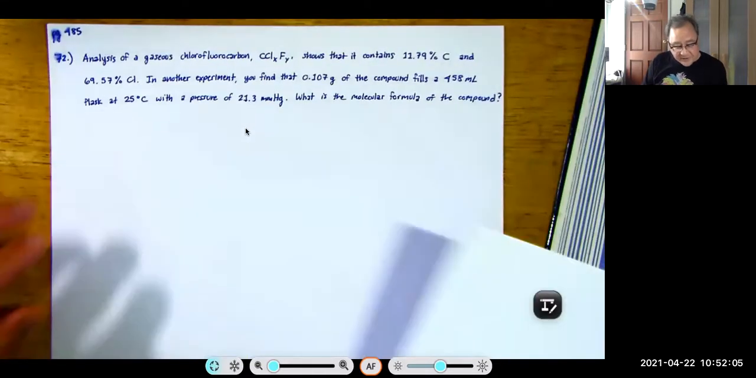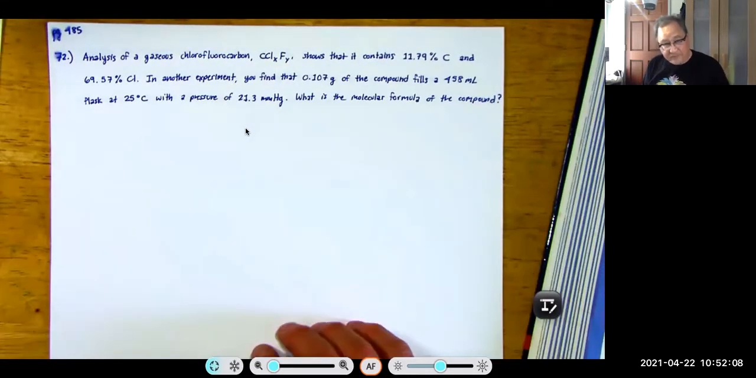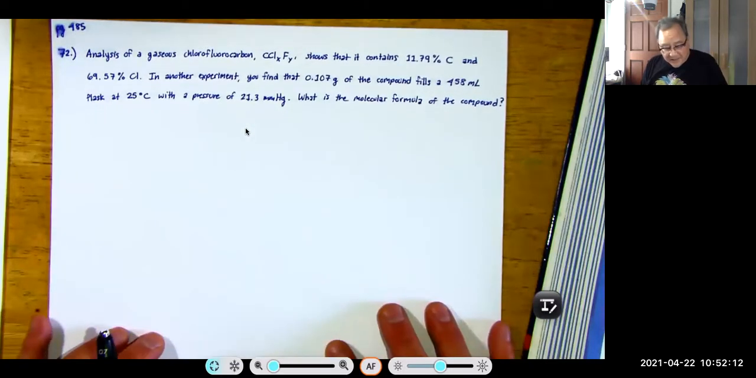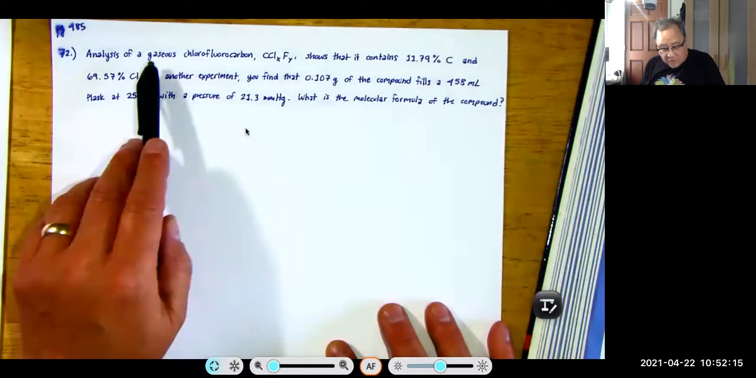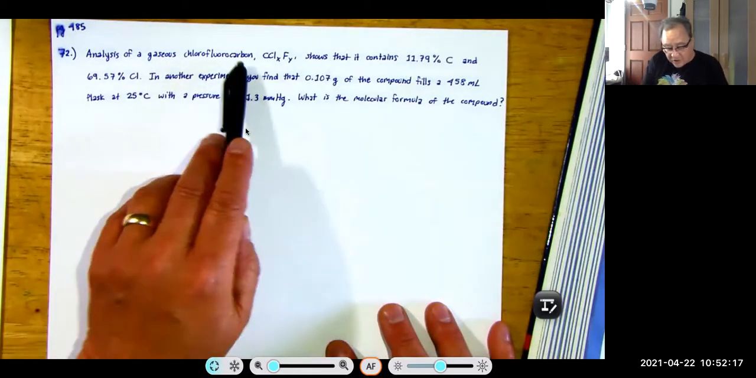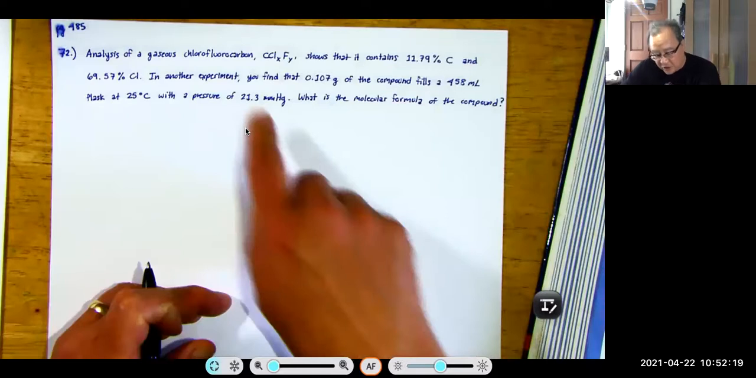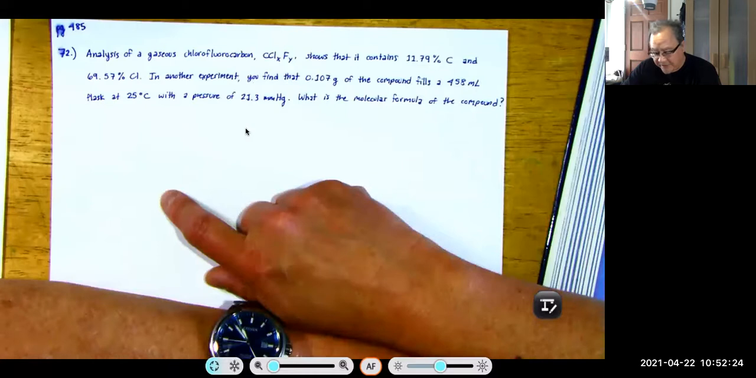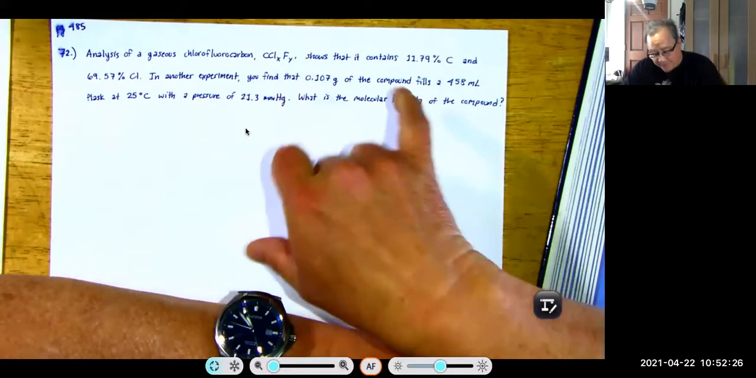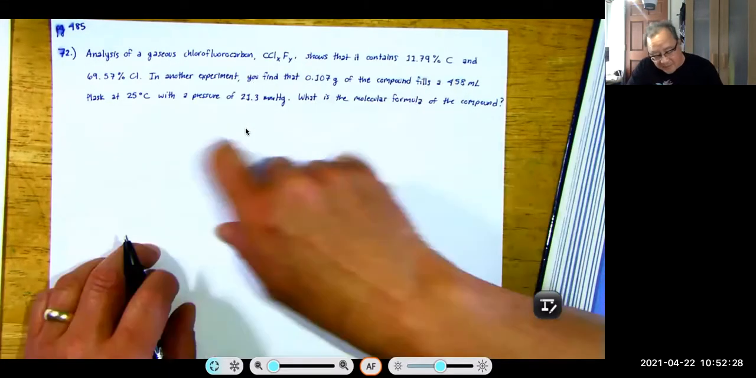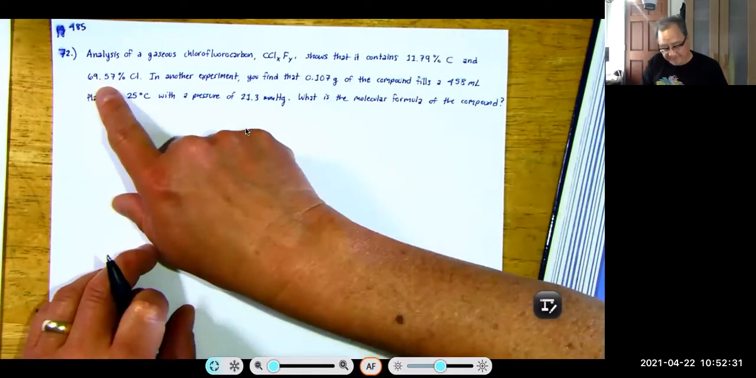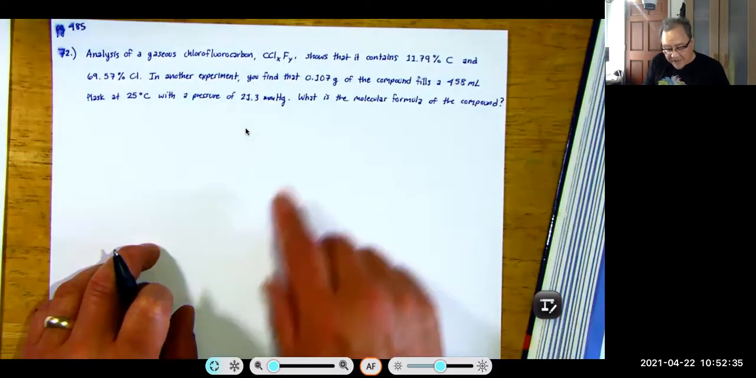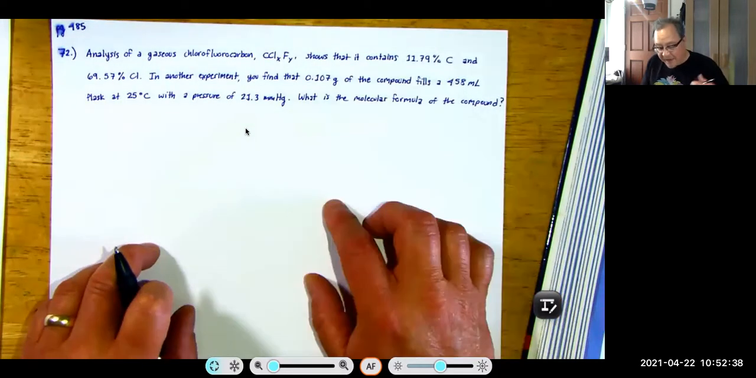Okay, so this is number 72 on page 485. Analysis of a gaseous chlorofluorocarbon. And you can see why it's called a chlorofluorocarbon. It's got chlorine in it, fluorine in it, and carbon in it. Shows that it contains 11.79% carbon and 69.57% chlorine. Okay, and when they write these numbers out, they usually mean that is by mass.